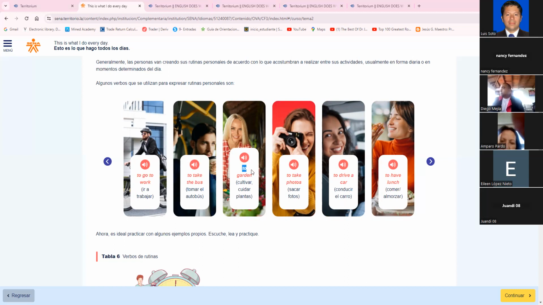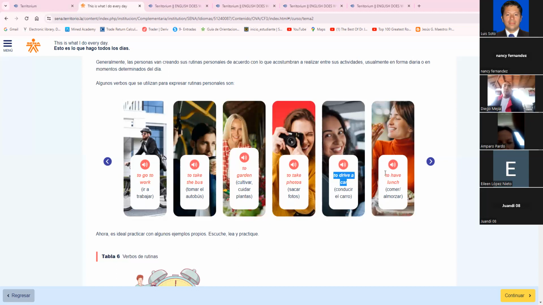To garden. Usted hace una pausa después de esa D y en lugar de pronunciar la E, coloca la N. Entonces se unen esos dos sonidos que no son vocálicos y por eso puede costar un poco, ¿cierto? No son vocales. Garden, to garden. To take photos.